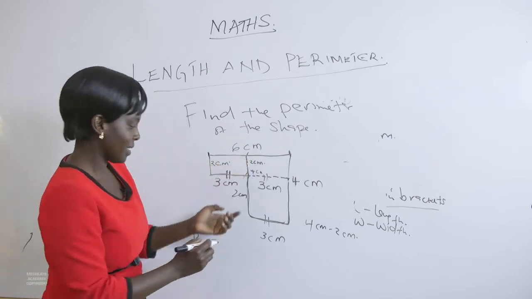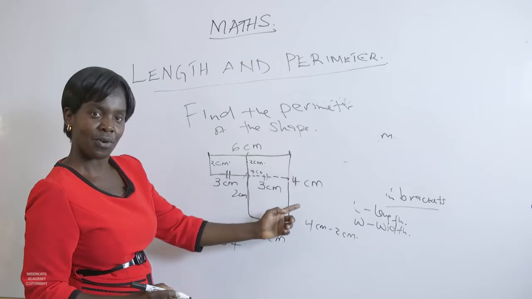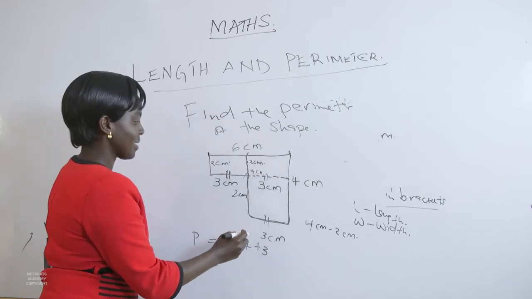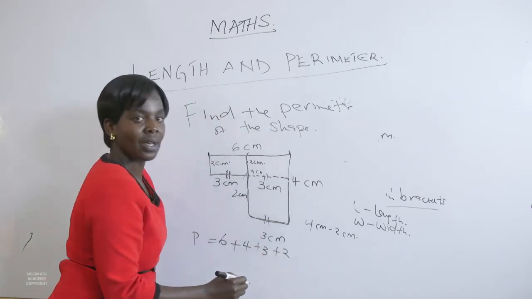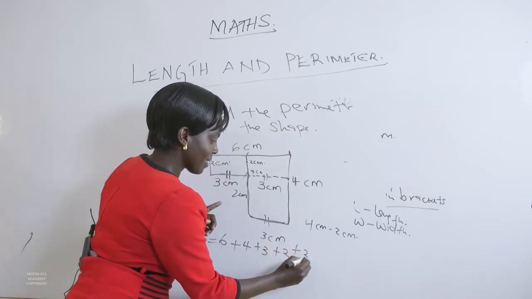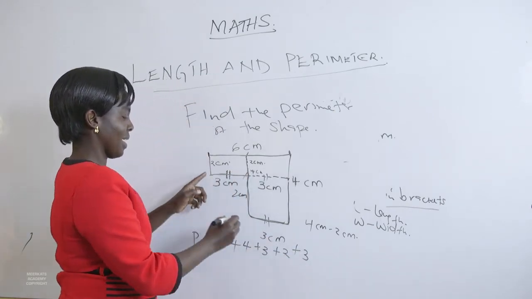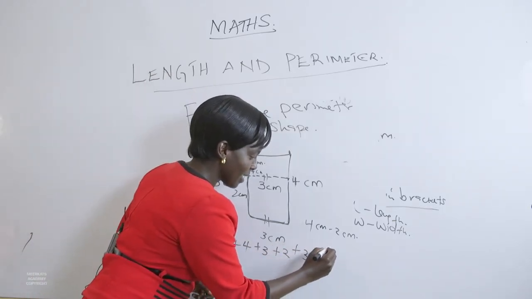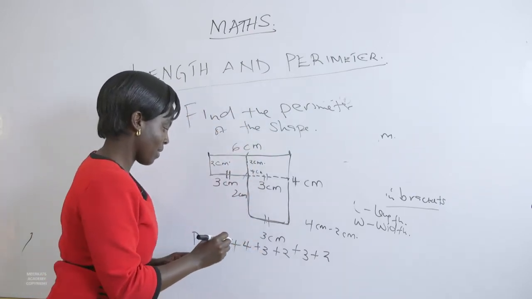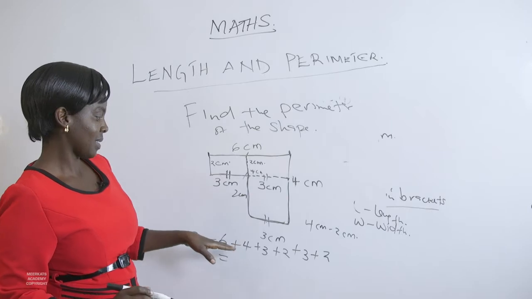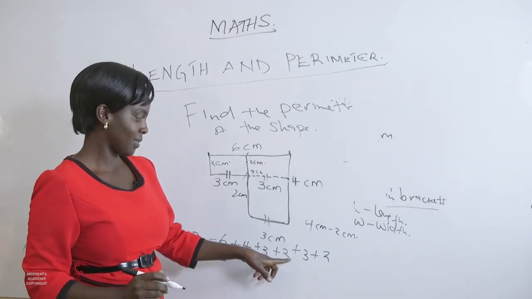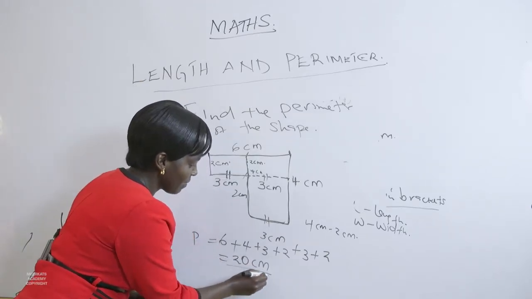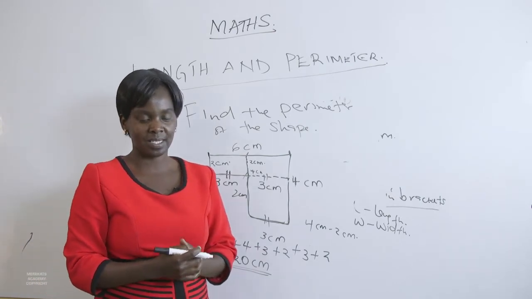We say 6 centimeters plus 4 centimeters of this other side, we also have 3 centimeters. This side, we have 2 centimeters here. We have 3 centimeters this other side. Remember not to forget this side. Plus 2 centimeters here. That will make the figure all the distance round. So if we had it correctly, you realize this is 10 plus the other 10, we have 20 centimeters. So the perimeter of this figure is 20 centimeters.